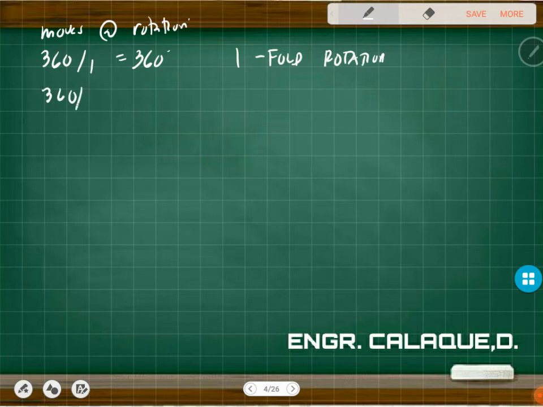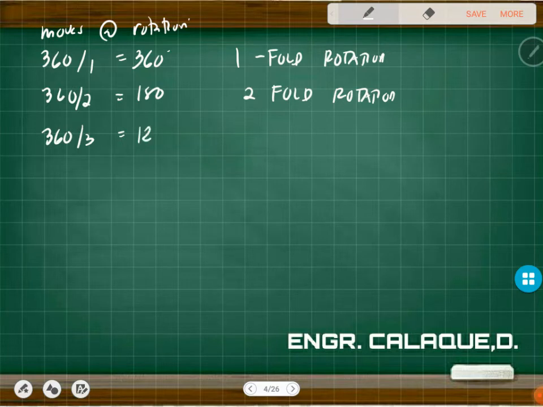If that is 360 divided by 2, that is 180 degrees. So that's a two-fold rotation. If that is 360 divided by 3, and therefore this is 120, right? 120. So this is a threefold rotation. So I think you get the pattern of the rotation.